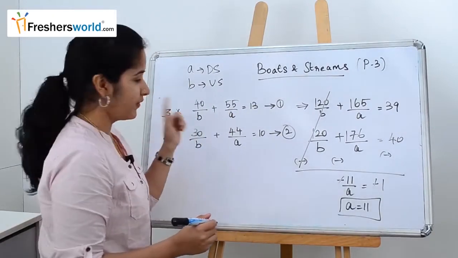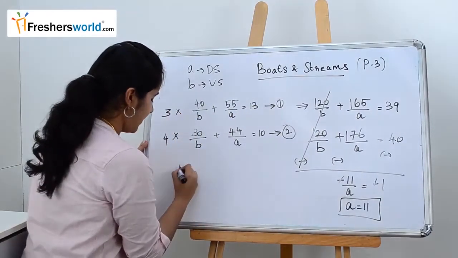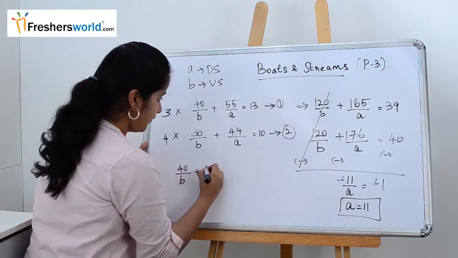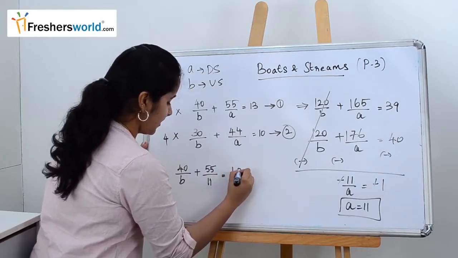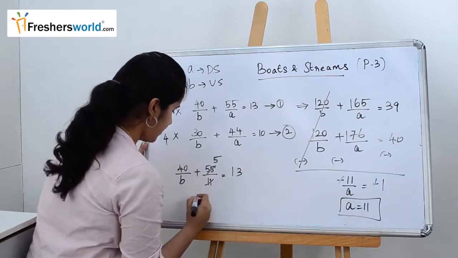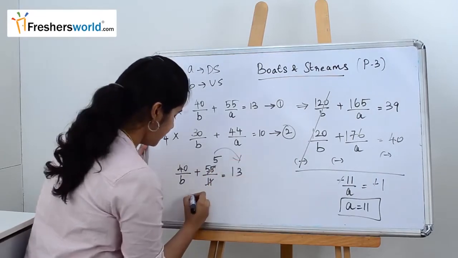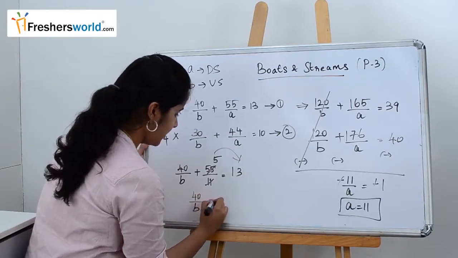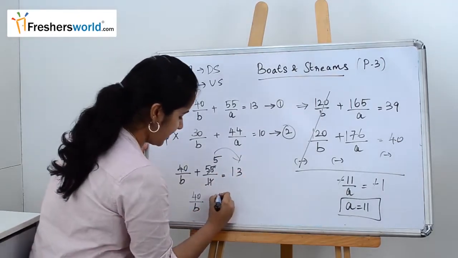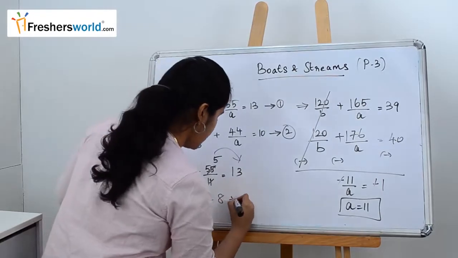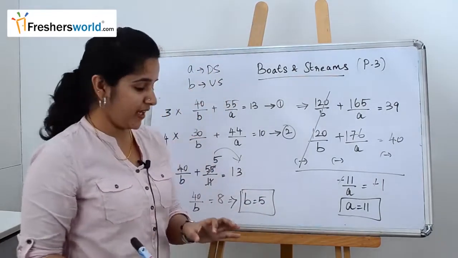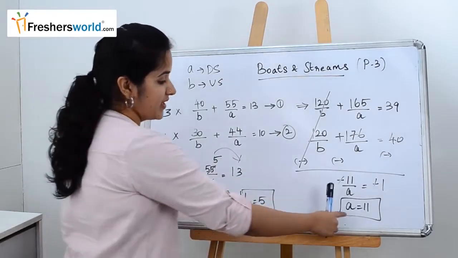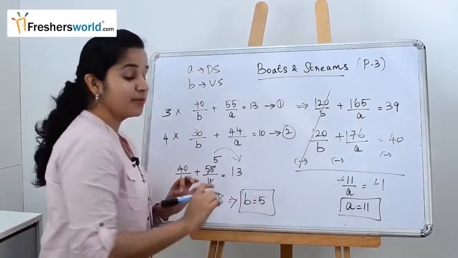Okay, let me substitute it in the first equation. So 40 by b plus 55 by a, where a is 11, is equal to 13. 55 by 11 is 5, so I am taking the 5 to this side. So 40 by b equals 13 minus 5, which is nothing but 8. So b is equal to 5. So now we know the value of a and the value of b. a is your downstream speed and b is your upstream speed.